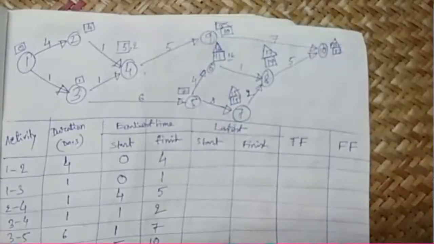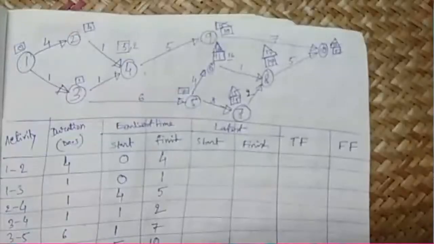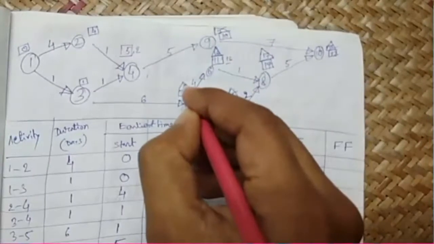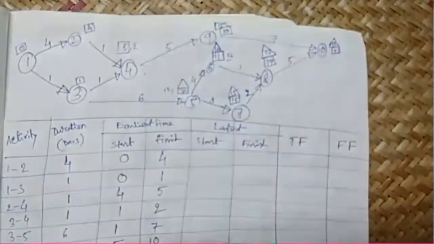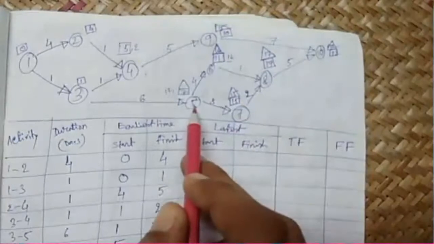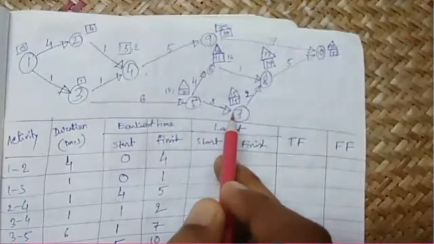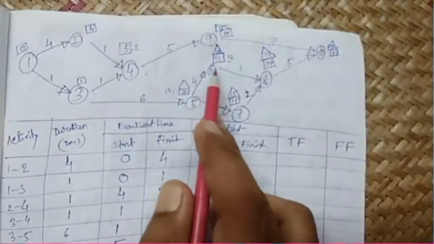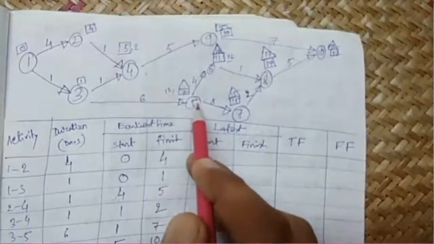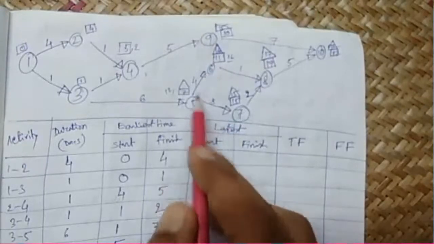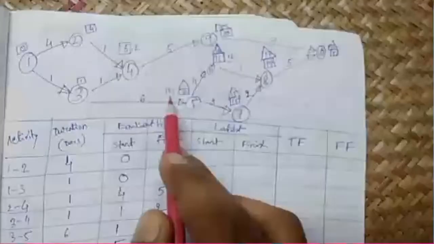Now we talk about 5 6. So 5 6 can be completed on 16 days, so this 5 6 can be started at 12 days. So we will write 12 here, because this 5 has two paths. One is 5 6, the second is 5 7. So we will take two values. When we talk about 5 6, the latest start of 5 6 is 12, so we are writing 12 here in rough.